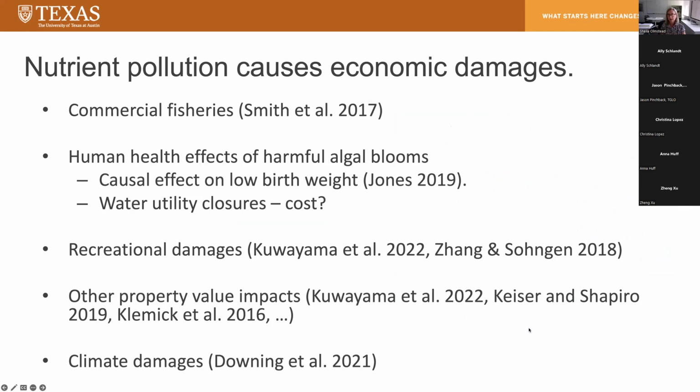Marty Smith and his colleagues at Duke have nice work showing the impacts of that annual summer hypoxic zone in the Gulf of Mexico on shrimp, the commercial shrimping industry, which is a super important fishery as far as US fisheries go. And that work was published in the Proceedings of the National Academy of Sciences in 2017.